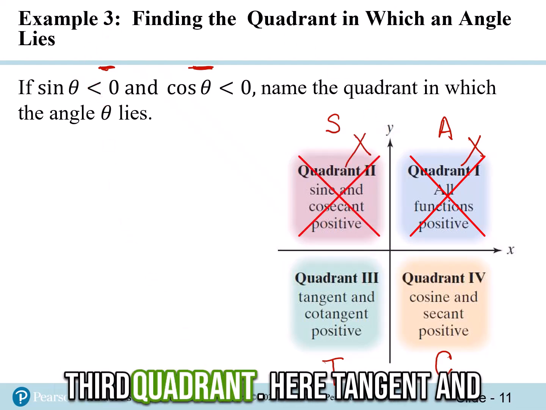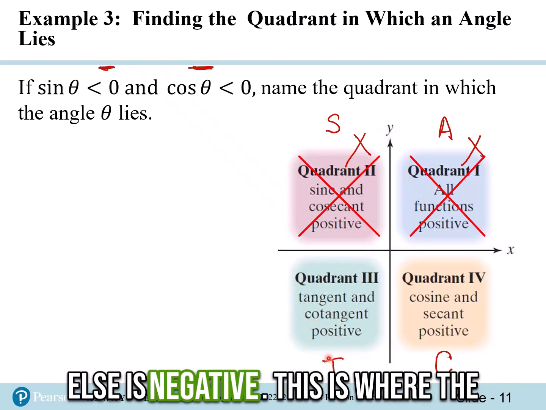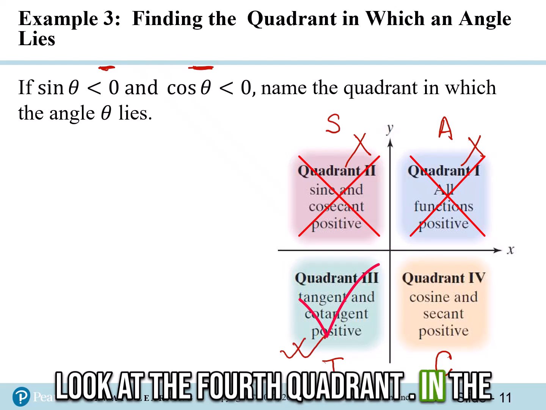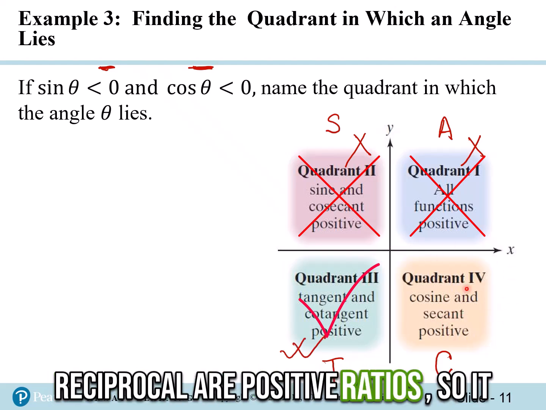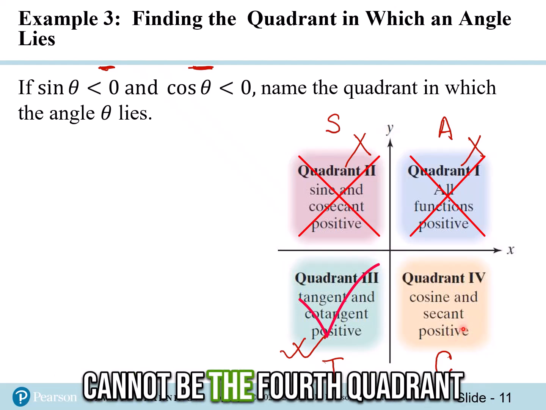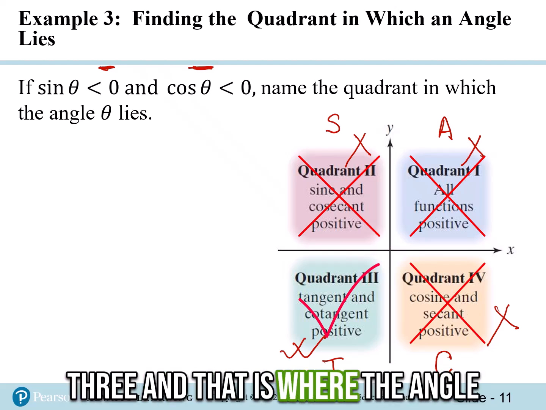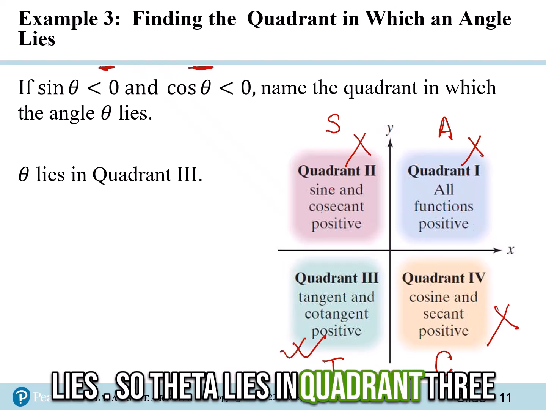Let's look at the third quadrant. Here, tangent and cotangent are positive. Everything else is negative. This is where the angle in question would lie. Let's look at the fourth quadrant. In the fourth quadrant, cosine and its reciprocal are positive ratios, so it cannot be the fourth quadrant either. The only option is quadrant 3, and that is where the angle lies. So theta lies in quadrant 3.